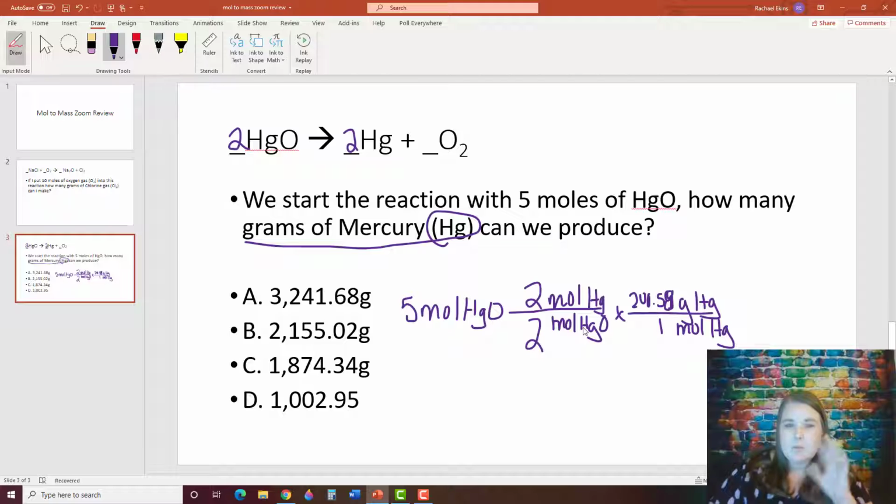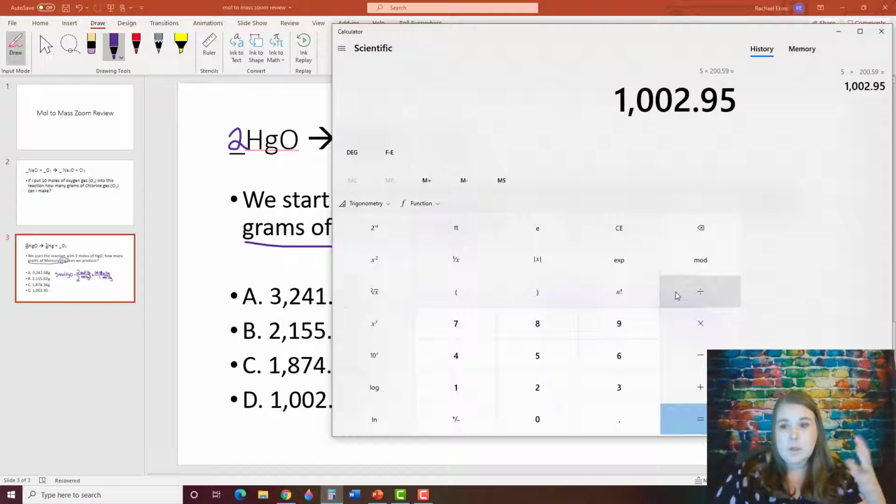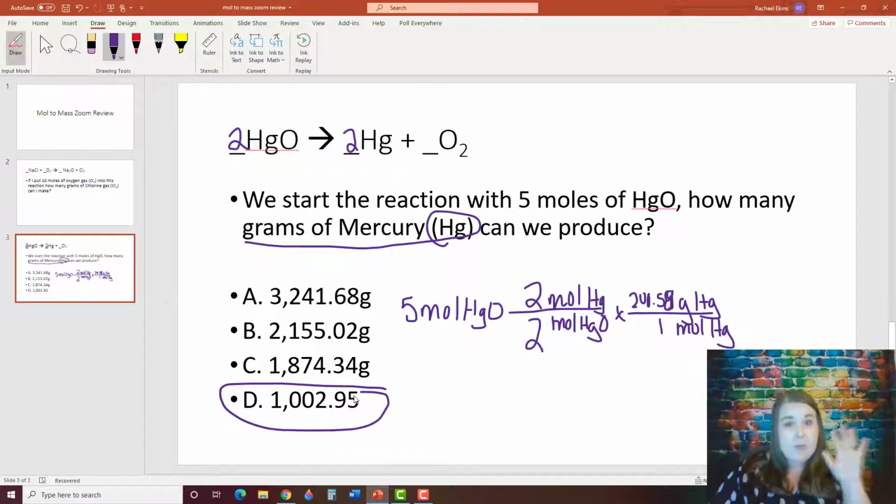Okay, so multiply by the top, divide by the bottom. 5 times 2 is 10, divided by 2 is 5. So I'm at the point where I move on to the next division bar, and it's 5 times 200.59. So 5 times 200.59 is 1002.95, which is answer D, which 5 of you put. So good job for 5 of you. But the rest of the class, you definitely need some help here on your stoichiometry.